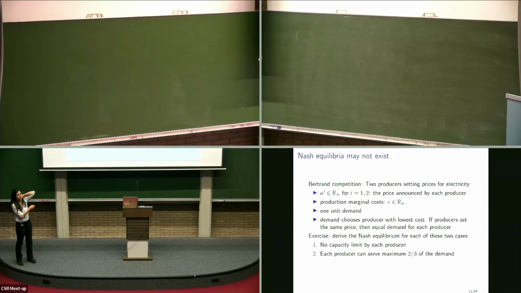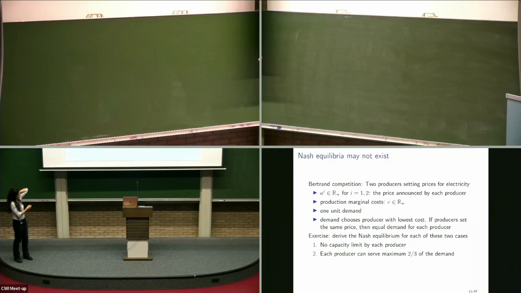And then they have a production marginal cost of c. So for every unit that they produce, it costs them c, and they can decide how much to charge the consumer. But let's say there is 1 unit of demand, and the demand chooses the producer with the lowest price, okay? And if the producers choose the same price, then the demand divides: half of the demand goes to producer 1 and the other half goes to producer 2.